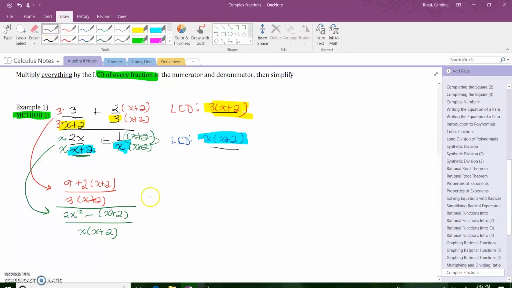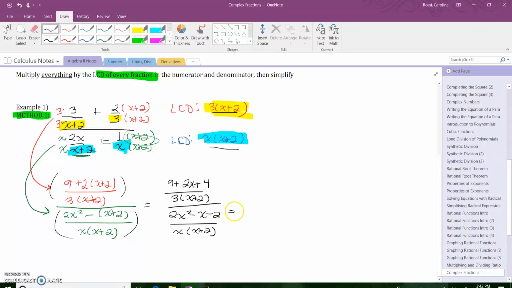So let's clean up each of these. Again, this is my whole numerator, my whole denominator. So 9 plus 2x plus 4 all over 3. I'm not going to distribute the 3, and you'll see why momentarily. I'm going to distribute my negative like so. All right, so I have one big numerator divided by one big denominator. And we know that in order to divide two fractions, we're going to multiply by the reciprocal of the denominator. So let's go ahead and do that.